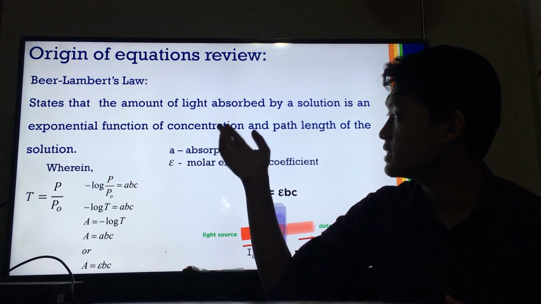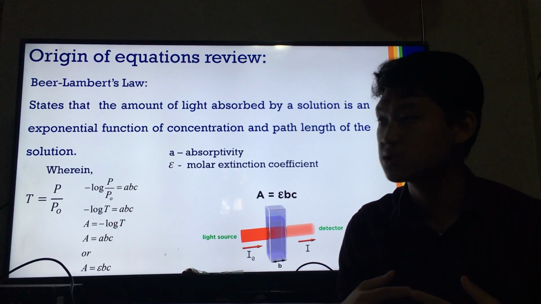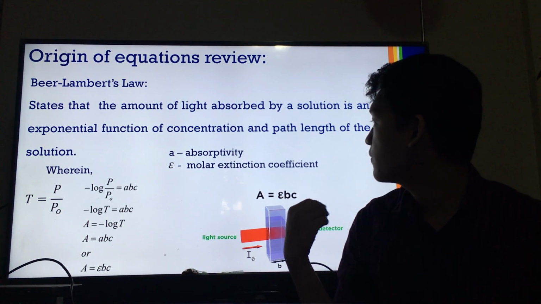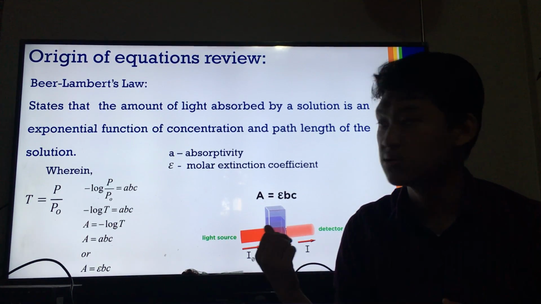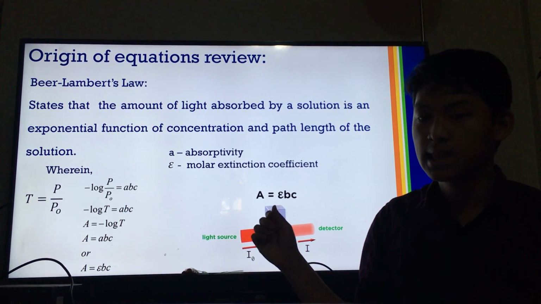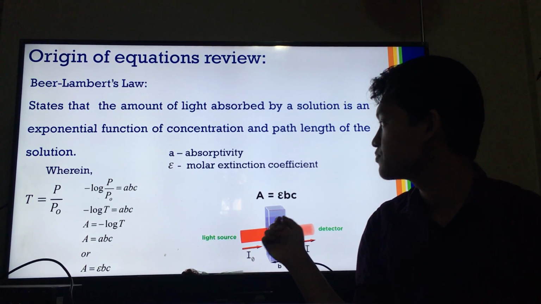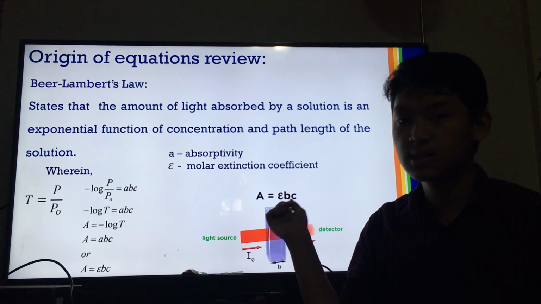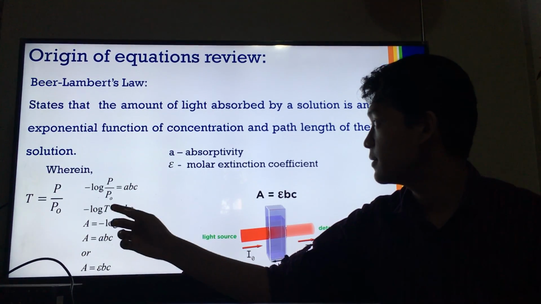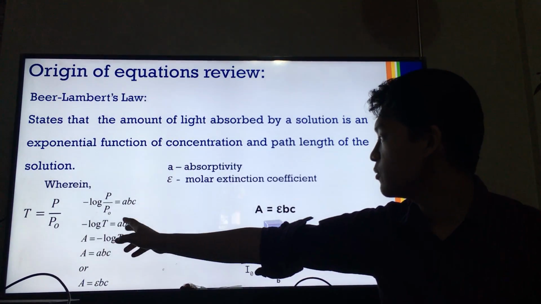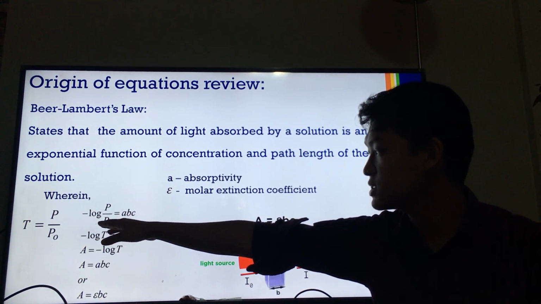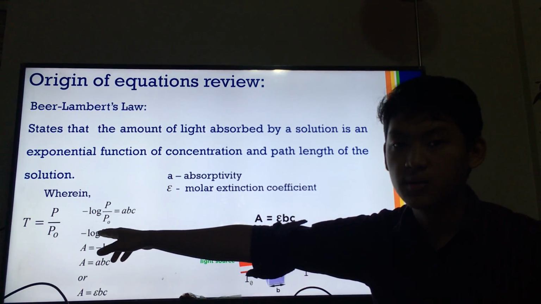The law states that the amount of light absorbed by a solution is an exponential function of the concentration and path length of a solution. So we now know that the absorbance is equal to epsilon times the path length times the concentration. This is by combining the two laws of Beer and Lambert, wherein T is equal to the transmitted radiation over the incident radiation.